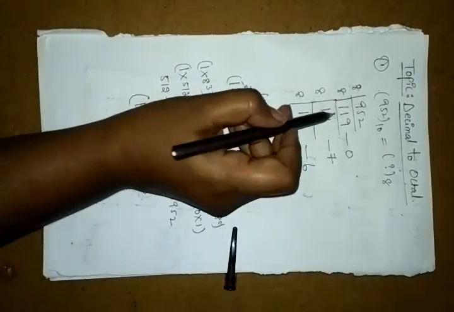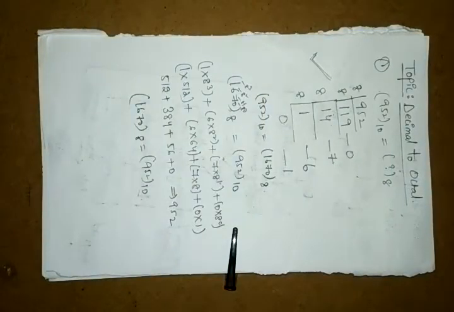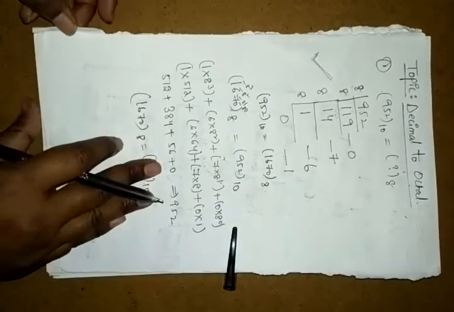So this process is correct. We did it in the correct manner without mistakes. If you make a mistake here, the output will not match. If you do it correctly, the result will match. Okay, next example.